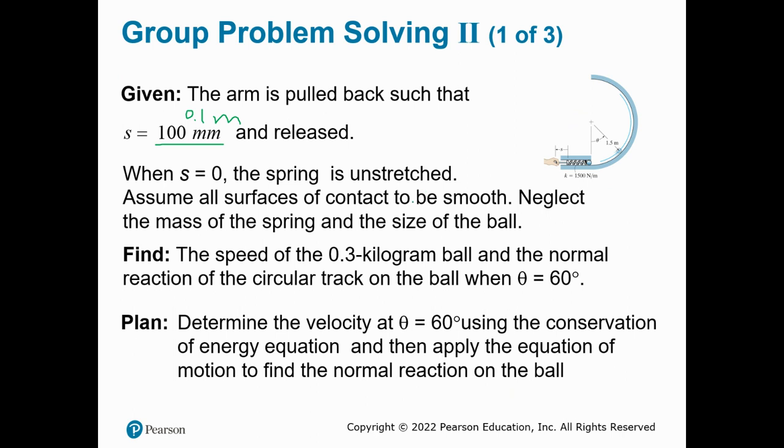Assume all surfaces of contact to be smooth. Neglect the mass of the spring and the size of the ball. We find the speed of the 0.3 kilogram ball. We know the mass is given to us, and we're looking for the normal reaction of the circular track on the ball when theta equals 60 degrees.